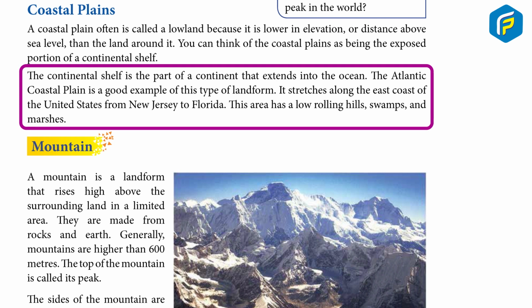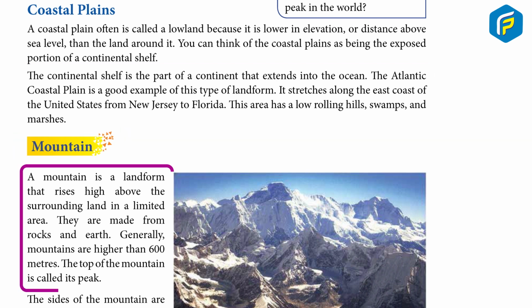The Atlantic coastal plain is a good example of this type of landform. It stretches along the east coast of the United States from New Jersey to Florida. This area has low, rolling hills, swamps, and marshes.